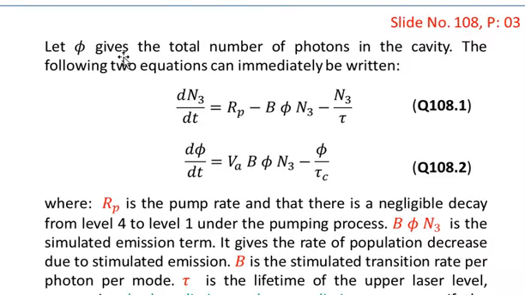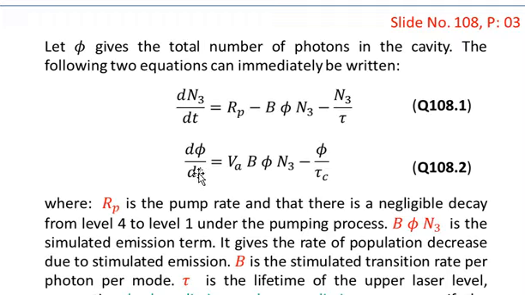Let phi give the total number of photons in the cavity at any time t. The following two equations can immediately be written. One is the rate of population of level number 3, that is dN3/dt, which is equal to, on the right hand side, Rp, the pumping rate, minus B times phi times N3, minus N3 over tau. We shall be explaining these terms shortly.